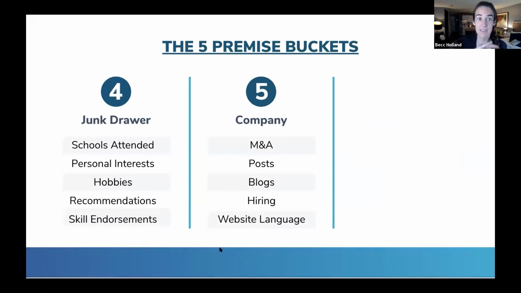Fourth bucket, and again, this is the descending order of where I've seen results, is going to be your junk drawer: schools attended, personal interests, hobbies, recommendations, skill endorsements, etc. Again, with the asterisk that if you pick out my love for Billy Bean, for instance, then you need to be ready to explain how Billy Bean, and my love for his work, relates back to your product. And then the last is company level data: M&A, blogs, posts, hiring, website language. But again, the more detailed, but the more brief you can be, the better.